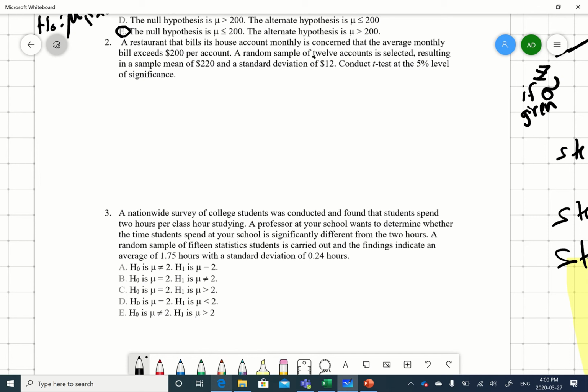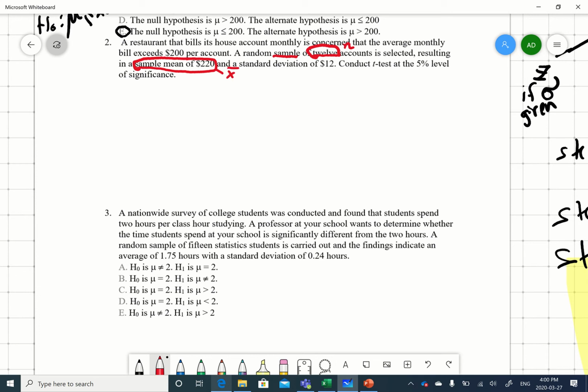Okay, so now we are digging into the sample. We are going to talk about the sample. A random sample of 12, that's your sample size, n. 12 accounts selected, resulting in a sample mean of 220. This is your X bar. And a standard deviation of 12.